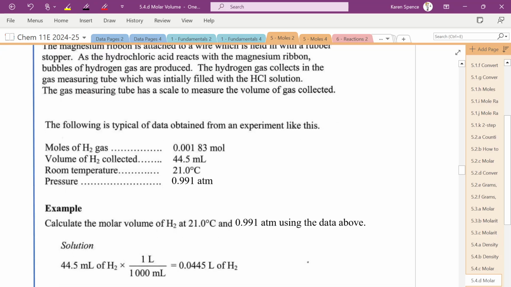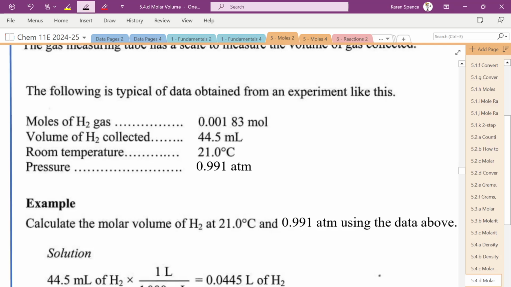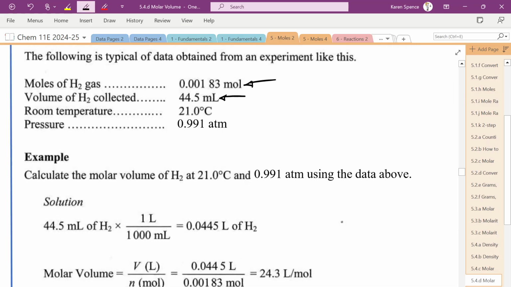Here's some data. We collected this many moles of hydrogen gas, and here was the volume we collected. Never mind, let's just pretend this is the data. We'll talk more about that when we get to the gas unit. So we found the moles, we found the milliliters, we know the room temperature and the pressure. Calculate the molar volume at 21 degrees Celsius and 0.991 atmospheres.